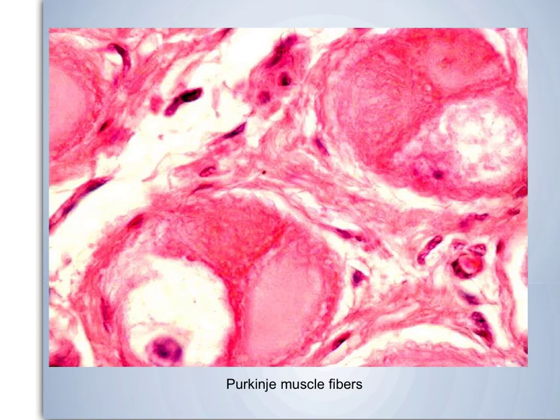Another picture for the Purkinje fibers you can see here. This is the Purkinje muscle fibers. You can see the centrally located myofibrils. You can see the eccentric nucleus. You can see the vacuolation of the sarcoplasm. So this is the Purkinje muscle fibers, much magnified.